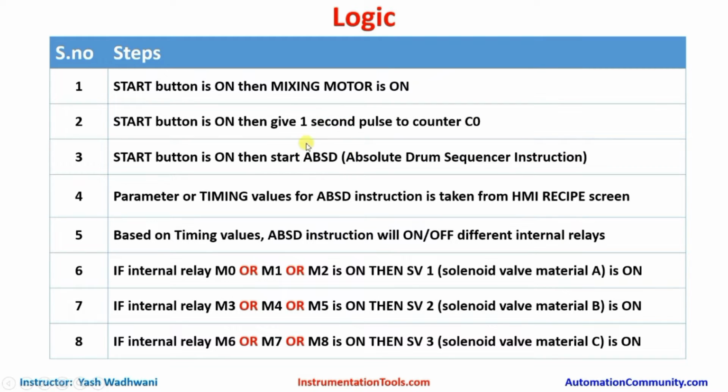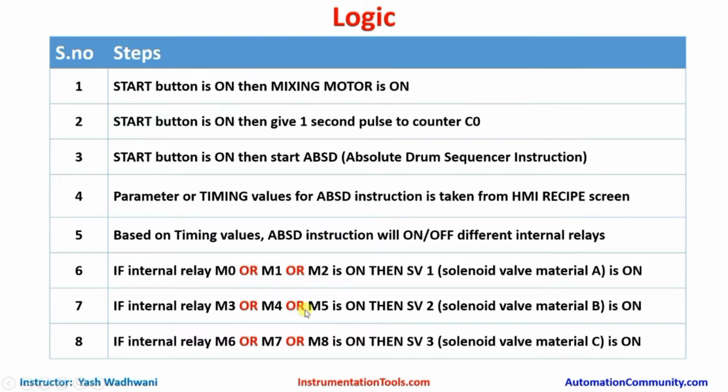So by using this instruction, what will happen? In this, we will write our data, that is our recipe. Based on our data, it will compare the value of the counter with our data, and based on that, it will turn different internal relays on and off. That recipe data will be taken from the HMI screen only. So in the programming, we will not write this data. We will just write the address of this data in this instruction.